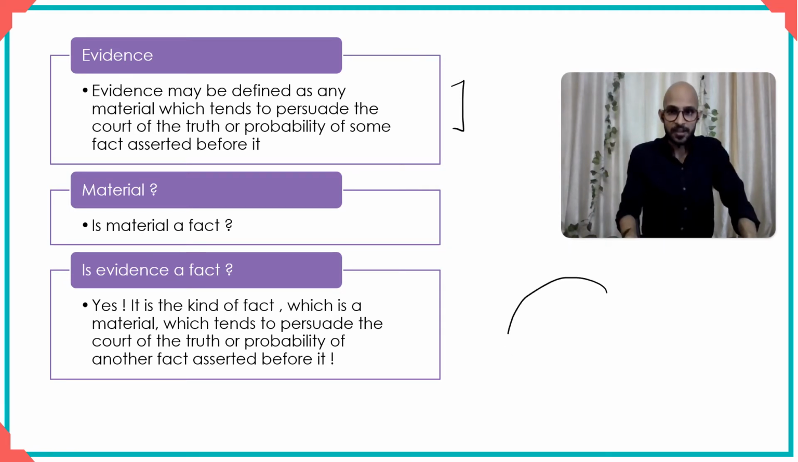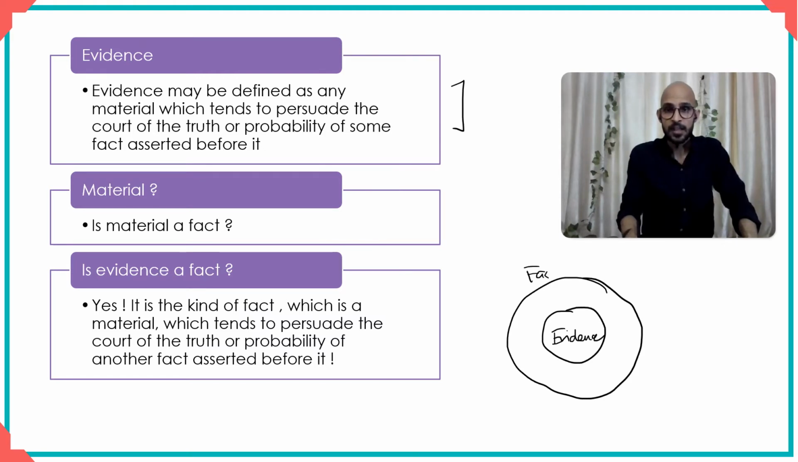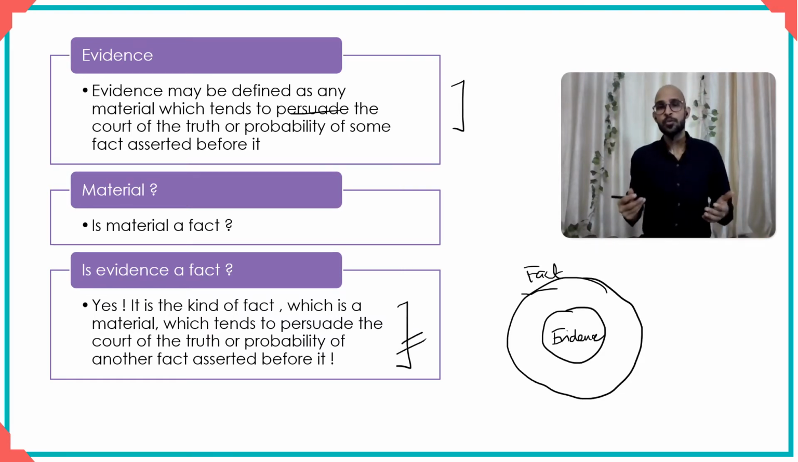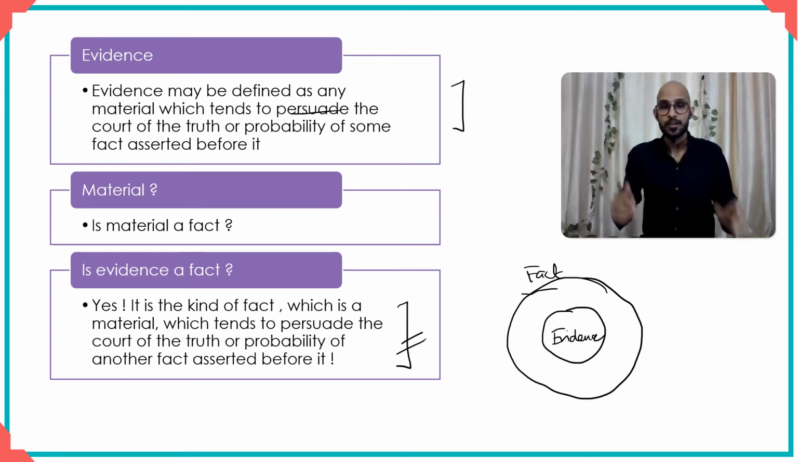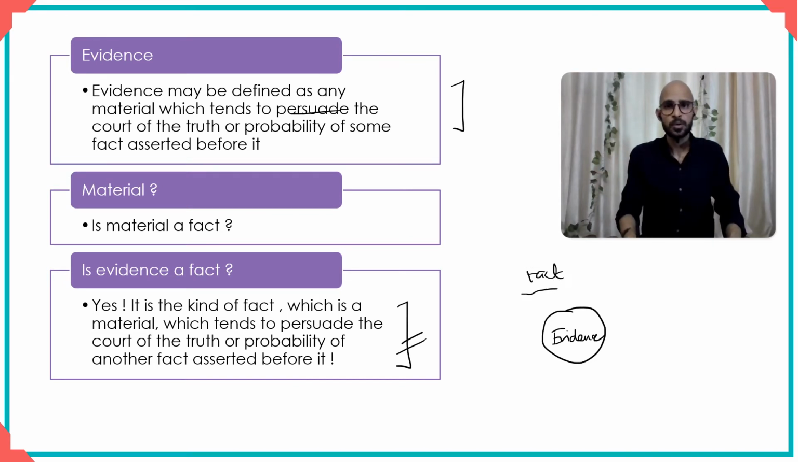So like you know that fact is a very large set, right? Evidence is something within that, because evidence is also a fact, right? So you're right when you say that evidence is a fact. But what kind of fact is it? Well, evidence is the kind of fact which tends to persuade. So it's exactly the same thing here. I have repeated that for you. So the kind of fact that persuades the court to believe the existence or non-existence of another fact is an evidence, right? So you understand the concept of evidence and what evidence is.